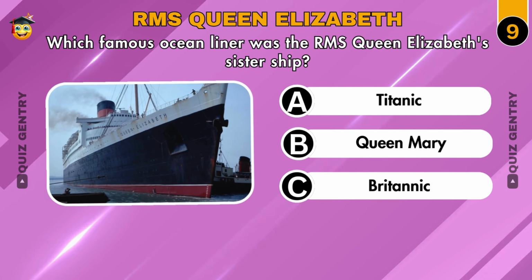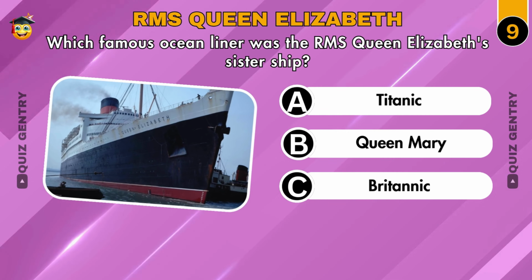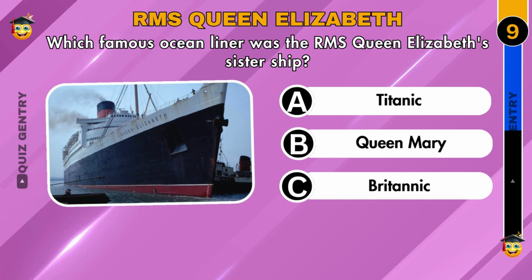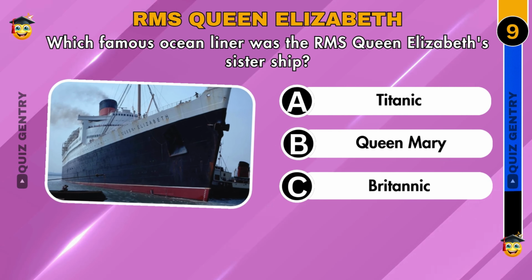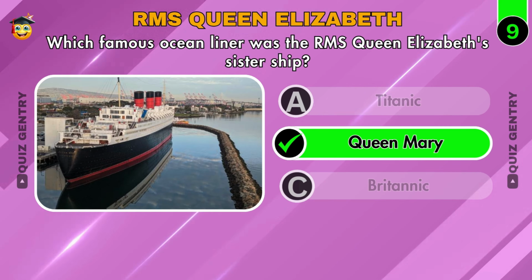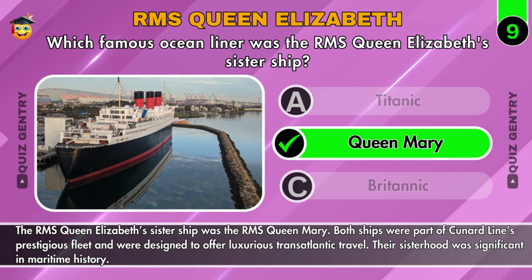Which famous ocean liner was the RMS Queen Elizabeth's sister ship? Titanic, Queen Mary, or... Queen Mary. The RMS Queen Elizabeth's sister ship was the RMS Queen Mary. Both ships were part of Cunard Line's prestigious fleet and were designed to offer luxurious transatlantic travel. Their sisterhood was significant in maritime history.